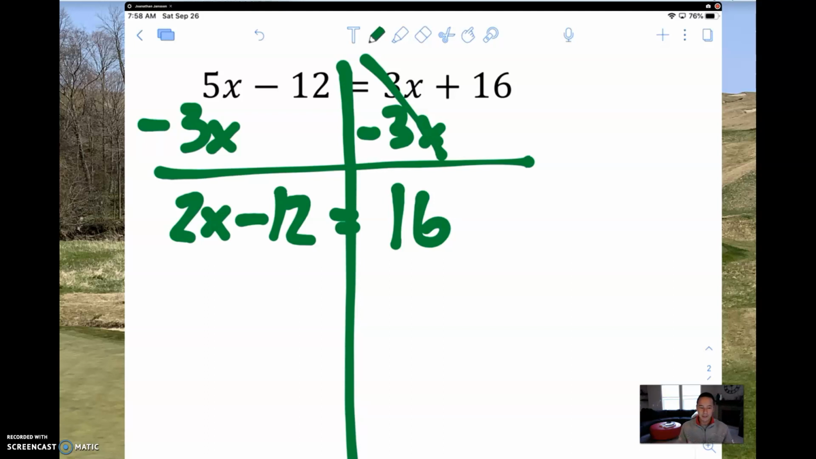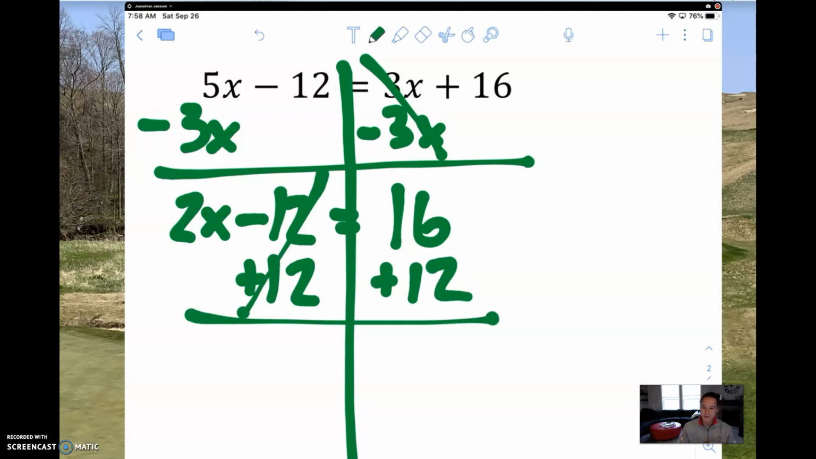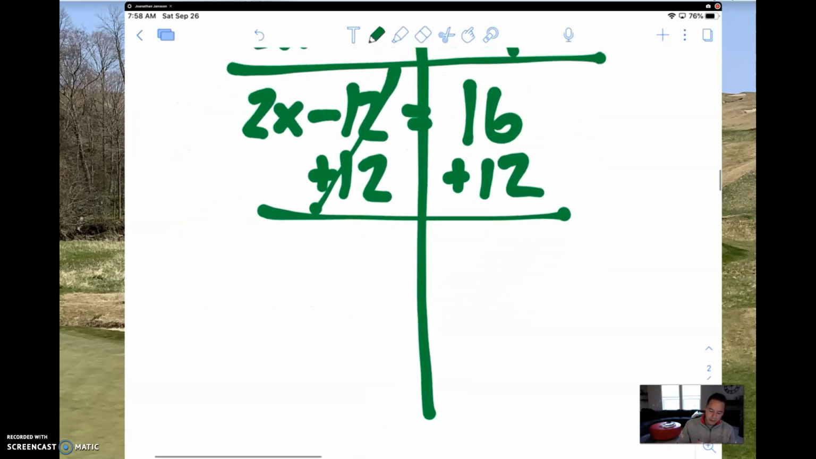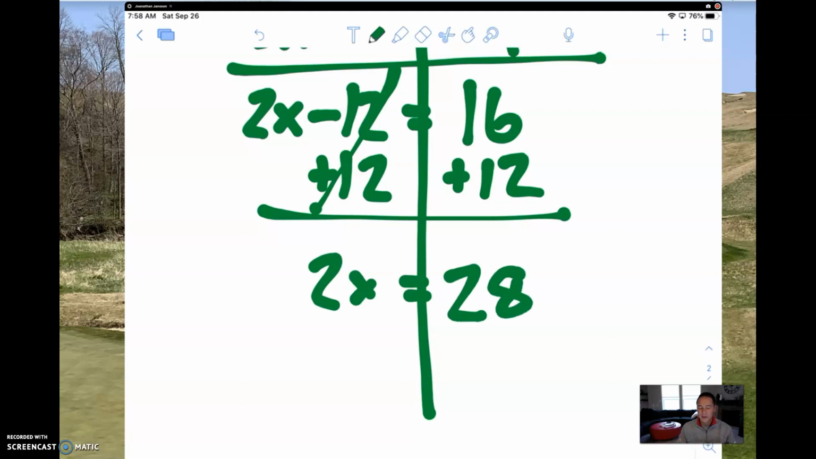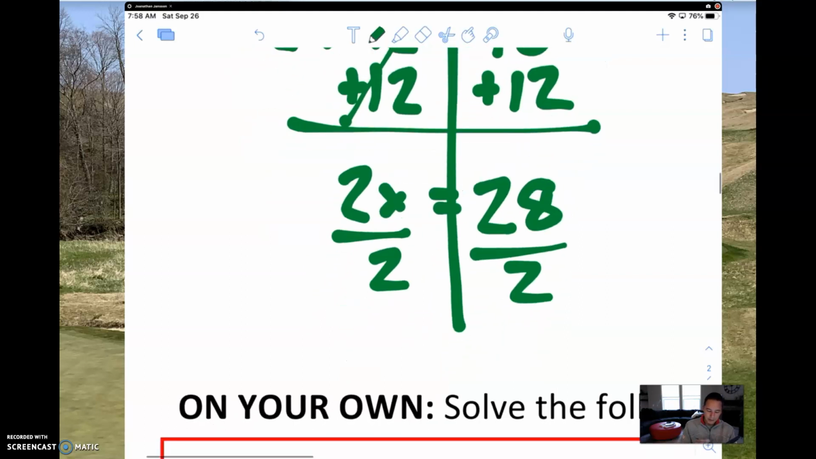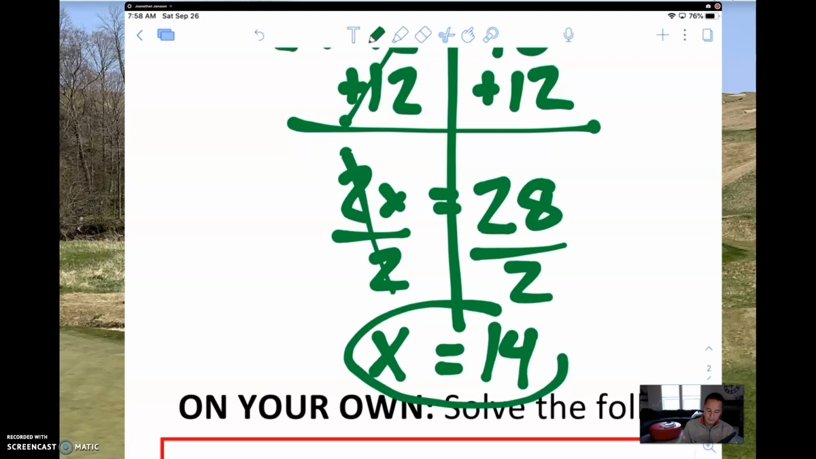Now we're left with a 2-step equation where we're trying to get x by itself. The first thing to get rid of is going to be that minus 12. So we will add 12 to both sides. Then those 12s go away. We are left with 2x is equal to 28. And that 2 is multiplying the x. So to get rid of a multiply by 2, we have to do the opposite, which is divide by 2. And those 2's go away, and we're left with x is equal to 14.